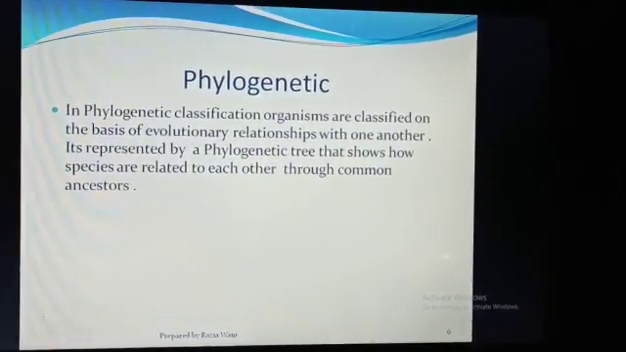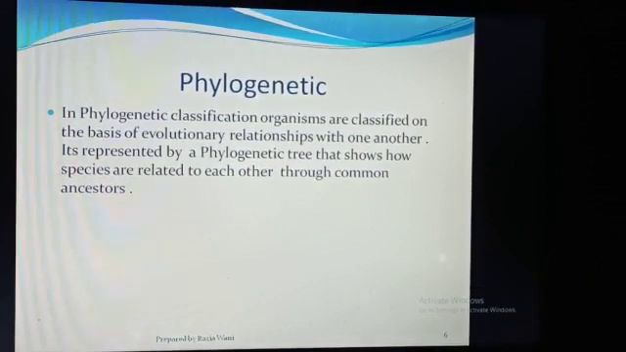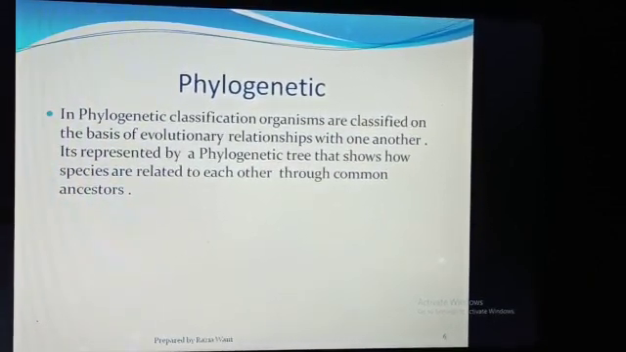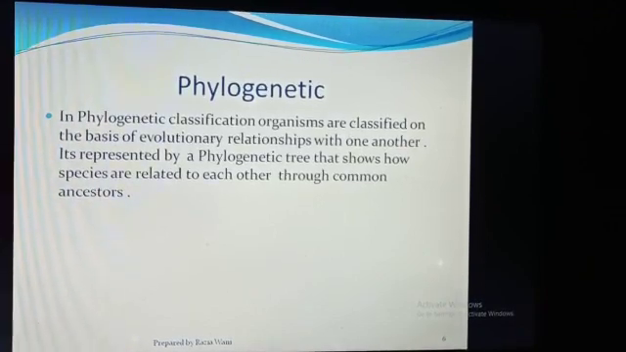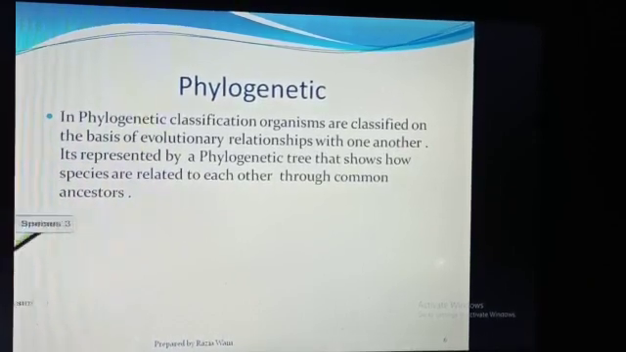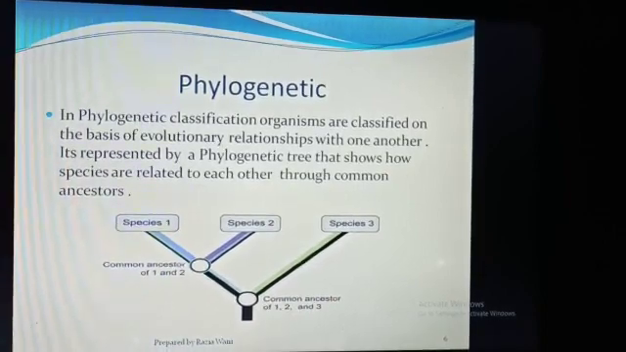In phylogenetic classification, organisms are classified on the basis of evolutionary relationships with one another. It's represented by a phylogenetic tree that shows how species are related to each other through common ancestors. You will see this in a diagram.